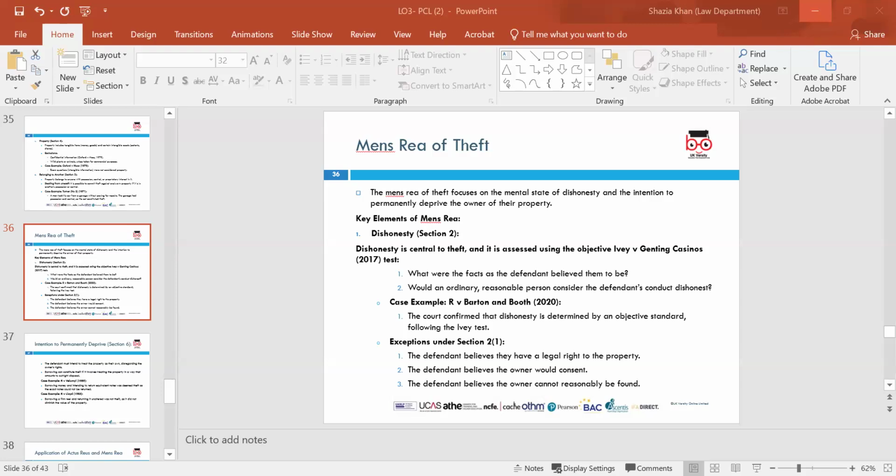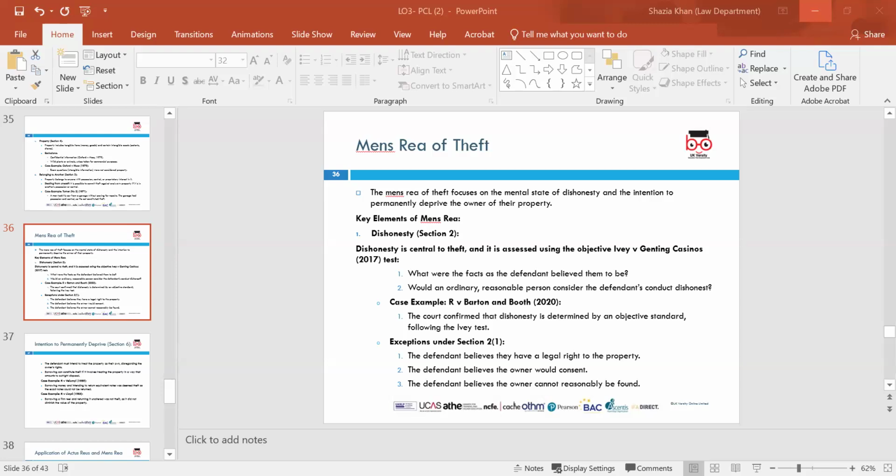The issue was solved in the Ivey case by the Supreme Court in a civil matter. In this case, the Supreme Court removed the second limb of the Ghosh test. Therefore, the defendant is judged on the basis of his or her actual knowledge or belief as to the facts.